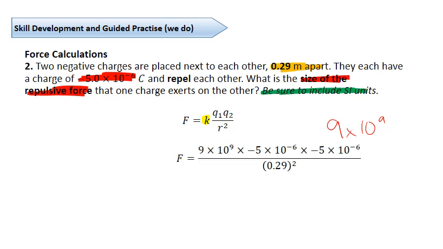Substitute in those values. Got my first substitution, which is 9 times 10 to the 9, which is my K. And then I've got the charge of my particles, and then I've also got my radius. Put that into a calculator, you should get force equals 2.7 newtons. Now really important there that I've kept my units as the question specifies.